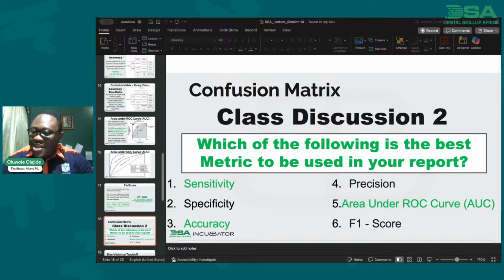Exactly, Prof. Thank you, Prof. Honestly, there's no single best metric. So I think the question was why we chose one. Okay, I get you. I get you.